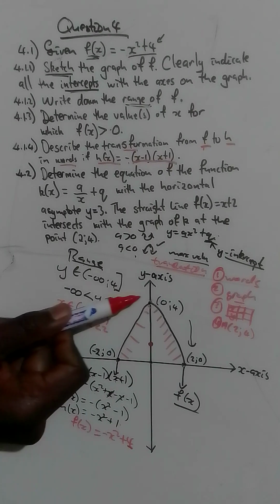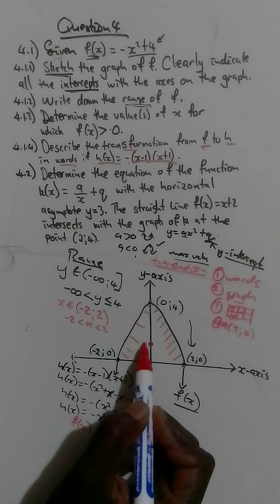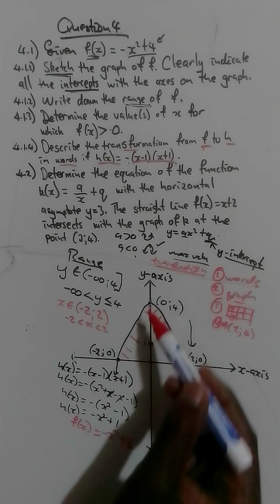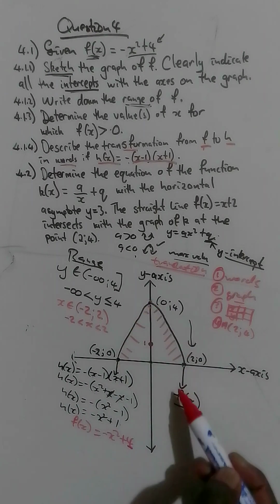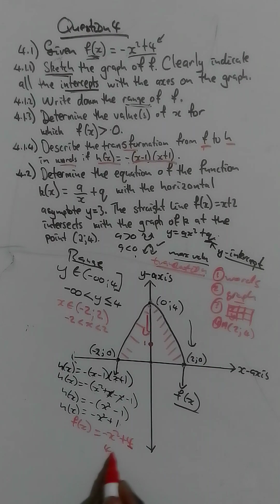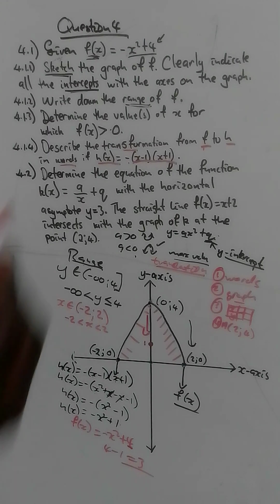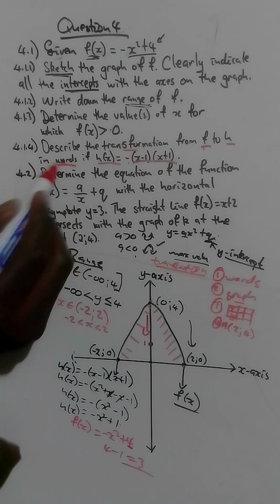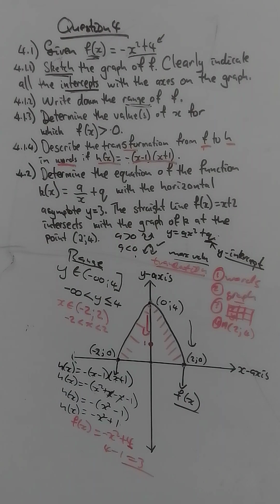So from 4 to this positive 1, obviously the graph of f of x went down. By how many units? Now you say 4 minus 1, which is equal to 3 units. But remember, we were told that our answer should be in words. So what do we do when we're answering?